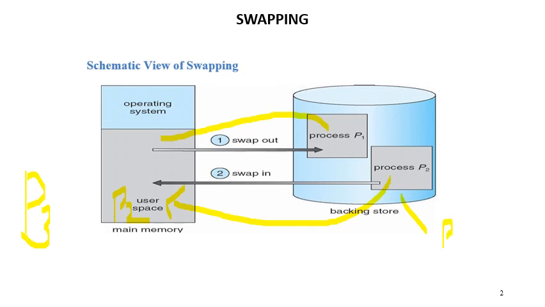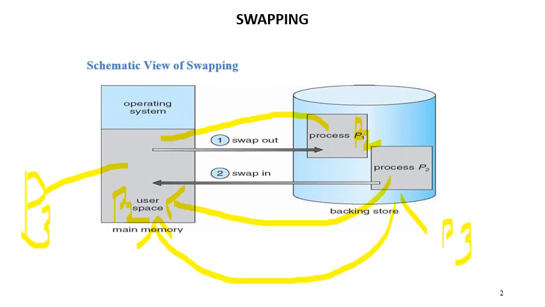Now P3 arrives into the main memory. Then this P2 will be swapped out and the execution of P3 will be done. Once P3 completes its execution and swaps out, then again process P2 will resume its execution. So this is generally called swapping.